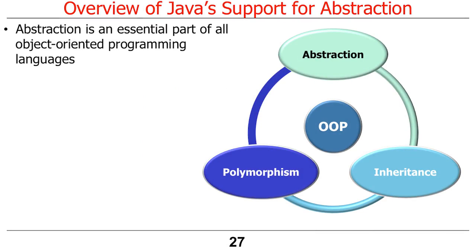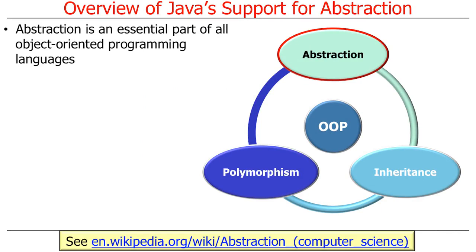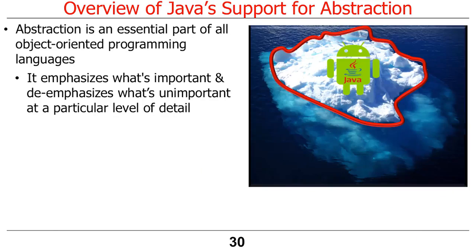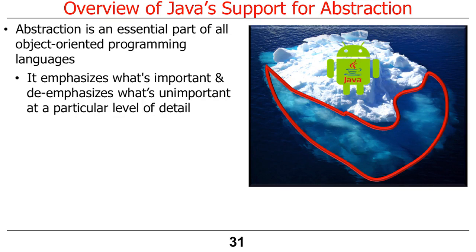The first object-oriented concept supported by Java that we cover in this lesson is abstraction, which is an essential part of all object-oriented programming languages. Abstraction helps developers master the complexities of writing apps by emphasizing what's important and de-emphasizing what's unimportant at a particular level of detail. In particular, abstraction helps developers focus on what their apps are doing to meet the requirements rather than being distracted by lower-level implementation details of how their apps work in a given operating environment.